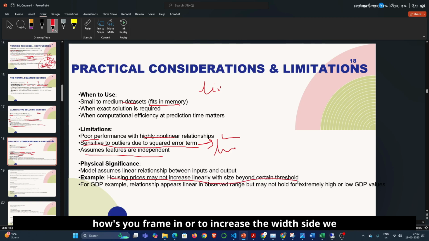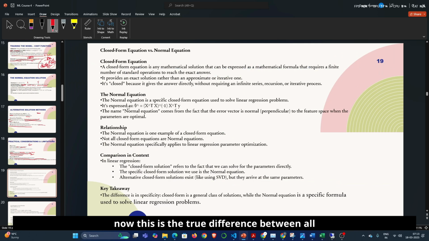Housing price may not increase with size beyond a certain threshold. That's true. So there are different models out there. This is just a benchmark model, which I think we can consider for the non-linear case also.